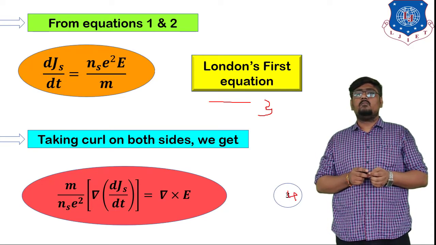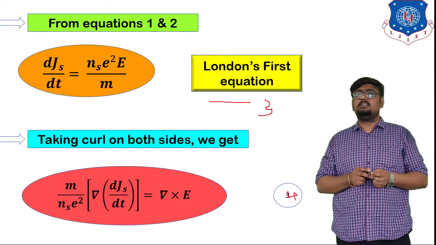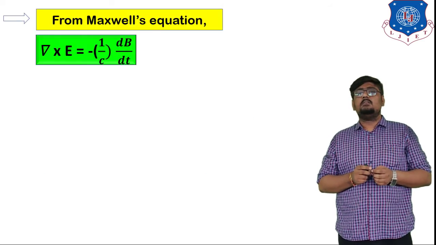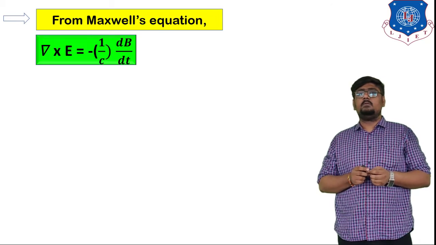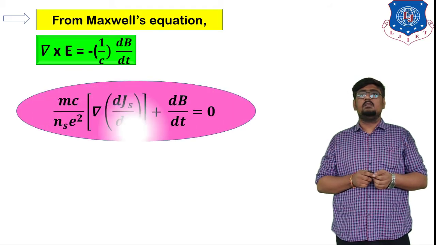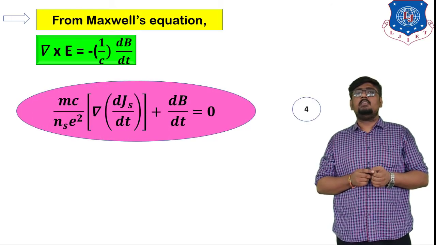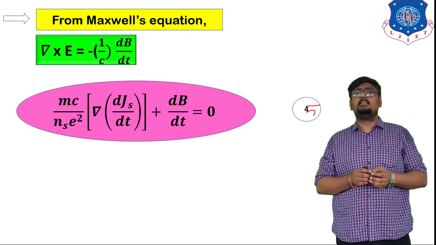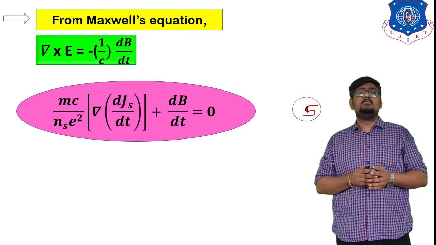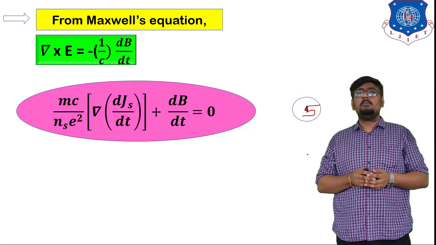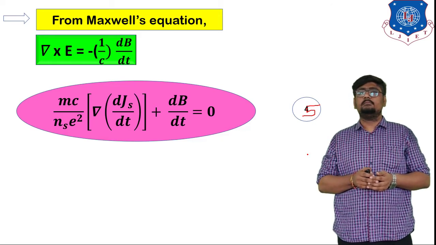Now equation 4 can be rewritten using Maxwell's equation. We know that curl of E equals minus 1 by c into del B by del t, as we have discussed earlier. So on substituting its value in the previous equation, we get equation number 5: m c by Ns e square into curl of del Js by del t plus dB by dt equals 0.